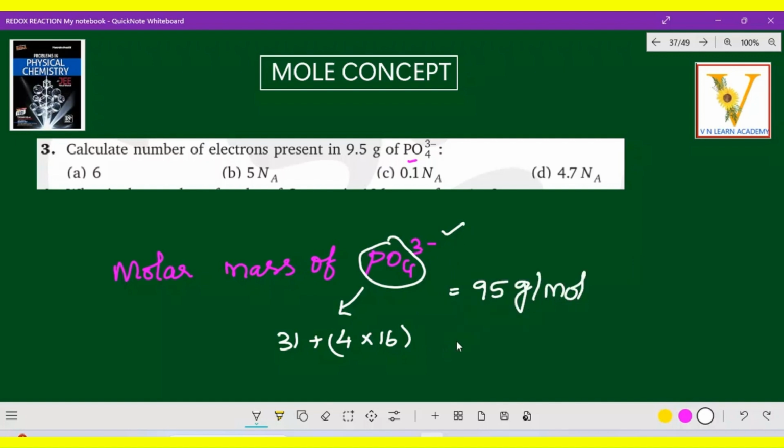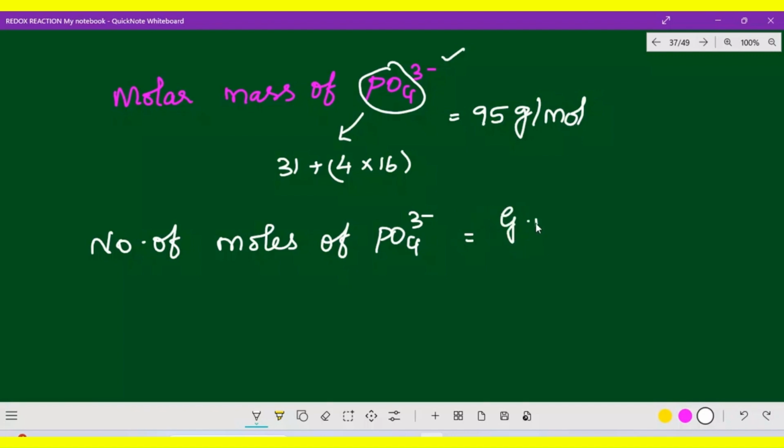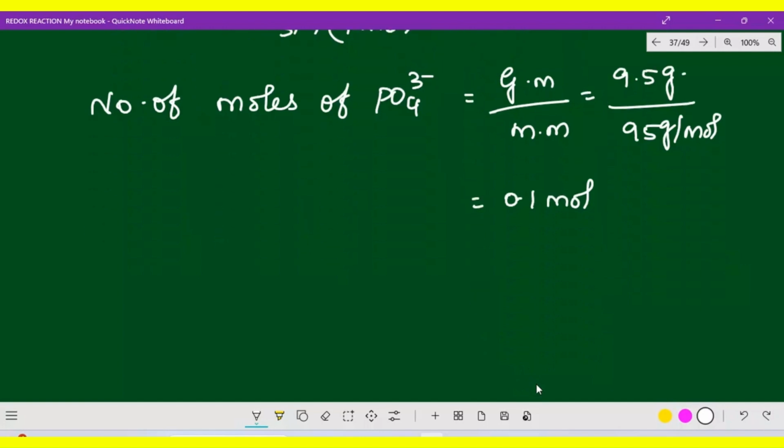Now we have to identify the number of moles of PO4 3 minus. Number of moles means given mass by molecular mass. The given mass in the question is 9.5 gram, and the molecular mass we just found is 95 gram per mole. So how much will you get? 0.1 mole. Now we have to consider the charge.